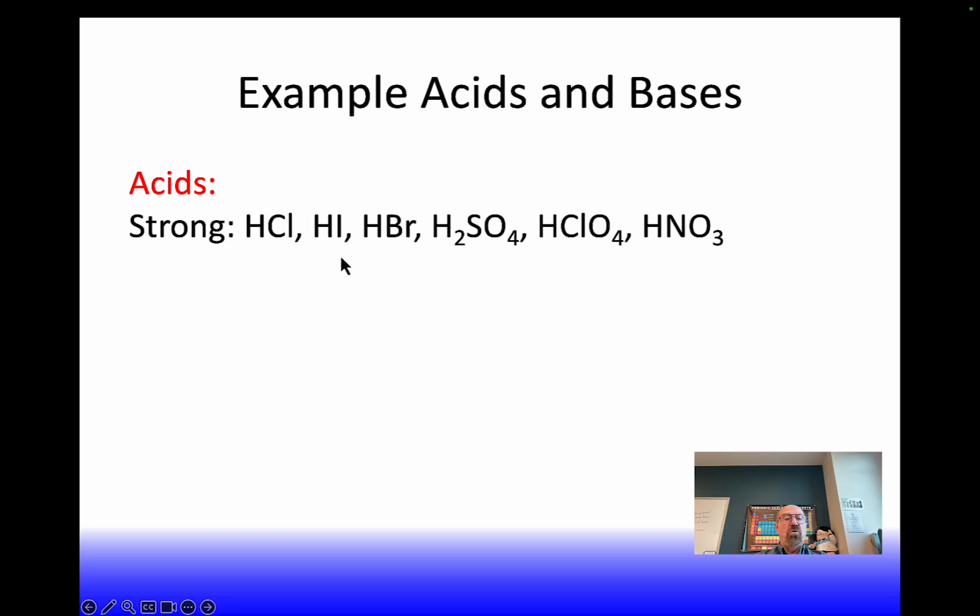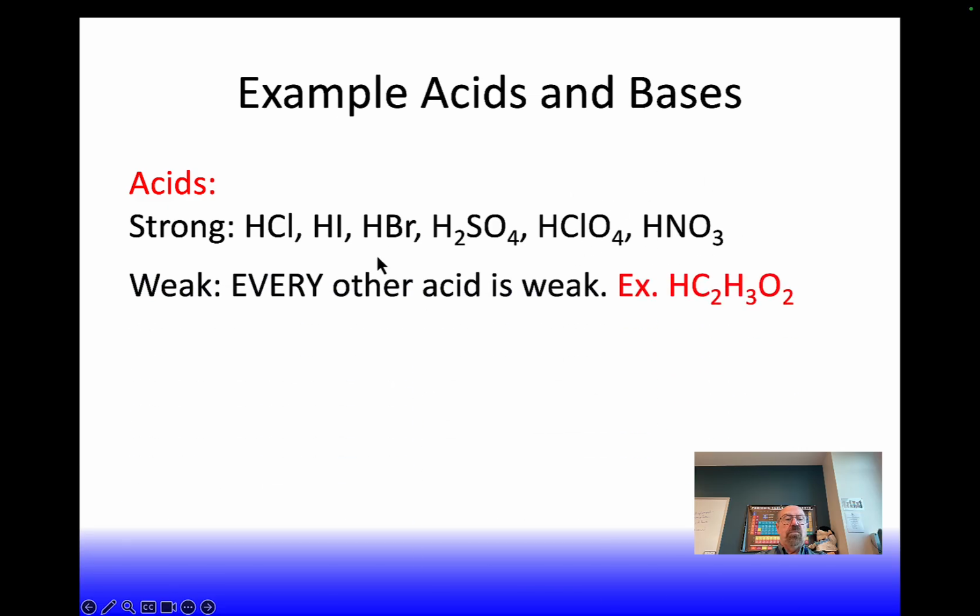Chlorine, iodine, and bromine are all halogens, so they're all in the same group. Sulfuric acid we've used quite a bit in reactions when we're writing them out, so you might be familiar with that. The 2 that are harder to remember are perchloric acid and nitric acid, okay?